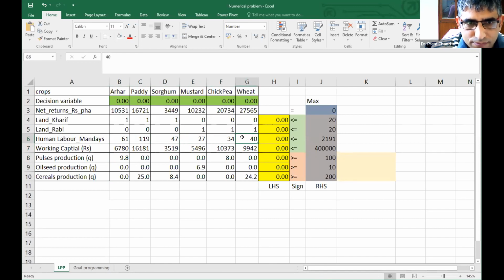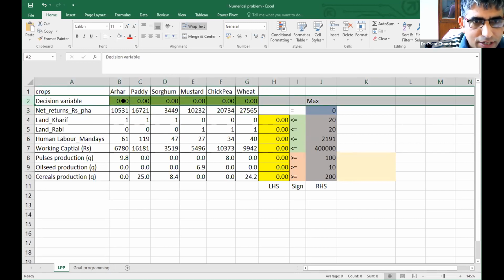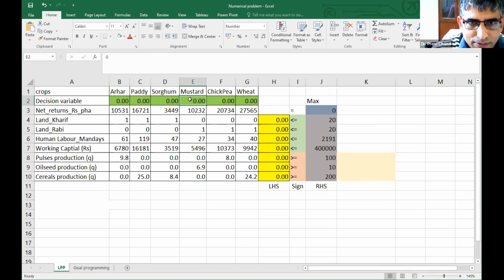The only thing to understand here is the season. I put 1 to mean this particular crop can be grown in this season. In row number 3, I have put net return per hectare. And the second row is my decision variable, or decision row. The decision row means the area to be allocated under different crops.